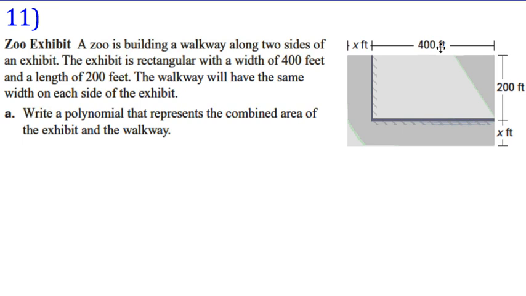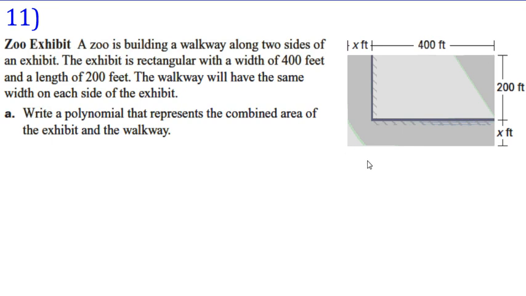Well, again, here's the exhibit dimensions, 400 feet and 200 feet. We have to have the same amount of walkway on either side of the exhibit. If they want us to write a polynomial that represents the combined area of the exhibit and walkway, we actually want to find the area of this entire figure. So a couple of things that we have to remember is what kind of figure is it? It's a rectangle, and the area of the rectangle comes from the base times the height, or perhaps you've also referred to it as the length times the width.